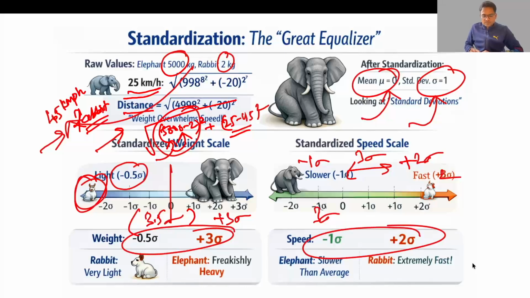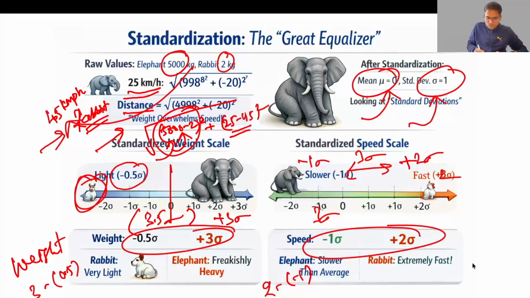So now the weight difference will be 3 minus minus 0.5, in terms of standard deviation, and the speed difference will be 2 minus minus 1. Okay, so now they have become comparable in range. Now the weight will not overwhelm.